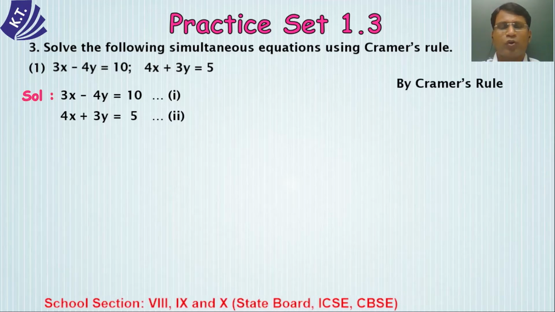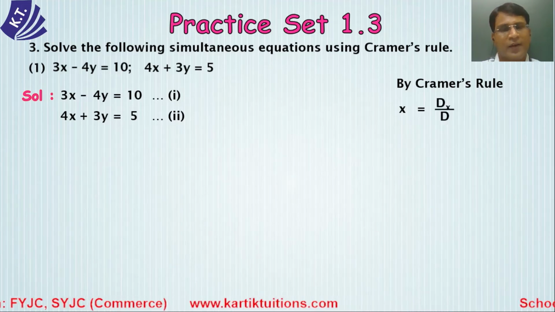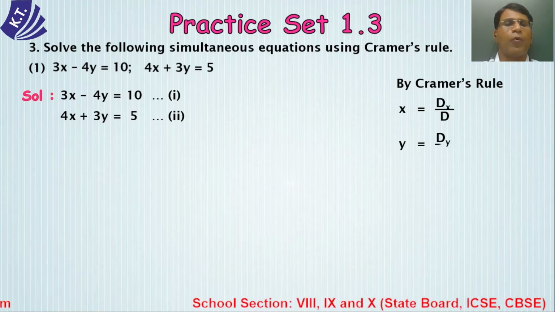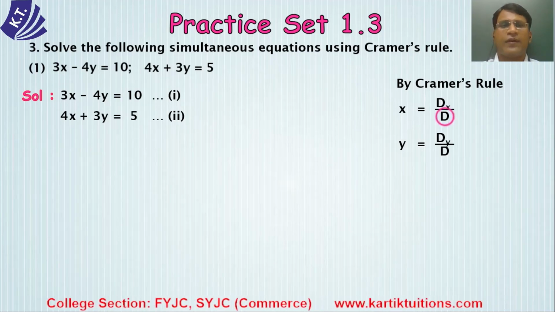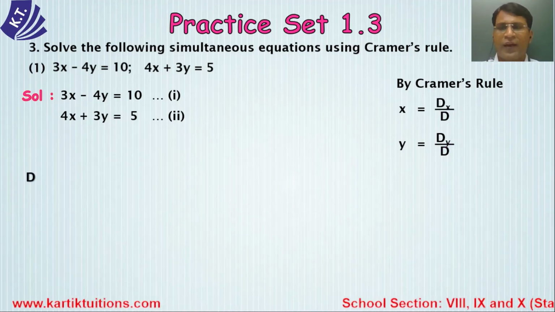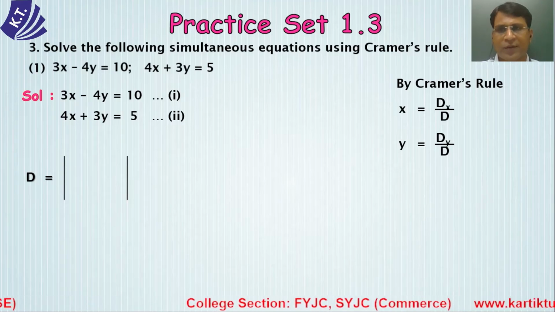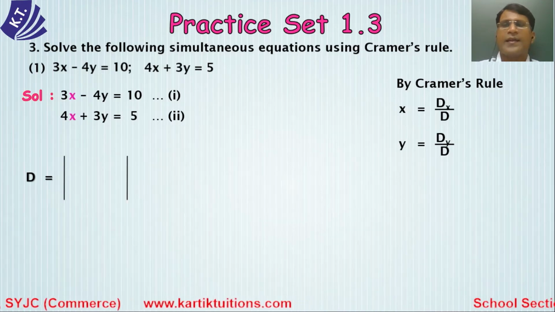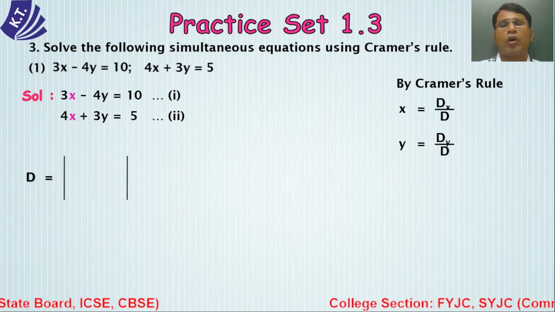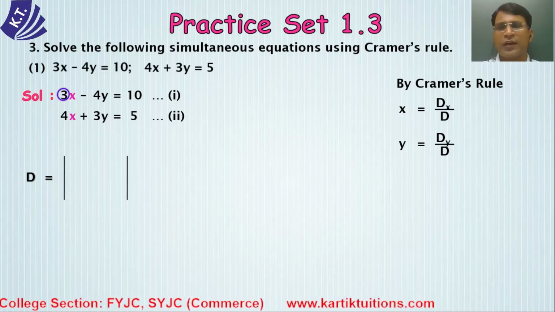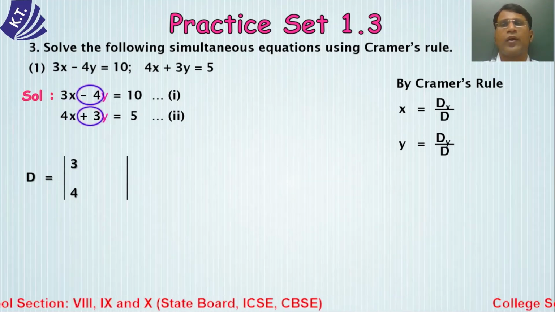Now, by Cramer's rule, to get the value of x, the formula is what? Determinant of x upon D, where D is the determinant, and the y value is determinant of y upon D. First we need to find the value of D. So let's start. We write D, then two parallel lines. As I told you, the first row will have the coefficients of the first equation, so 3 and -4. The second row will have the coefficients of the second equation, so 4 and 3. The first column has the x coefficients, 3 and 4. The second column has the coefficients of y, -4 and +3.